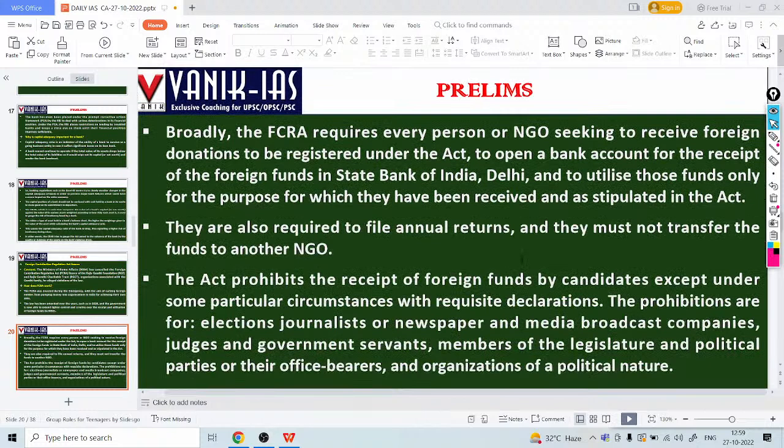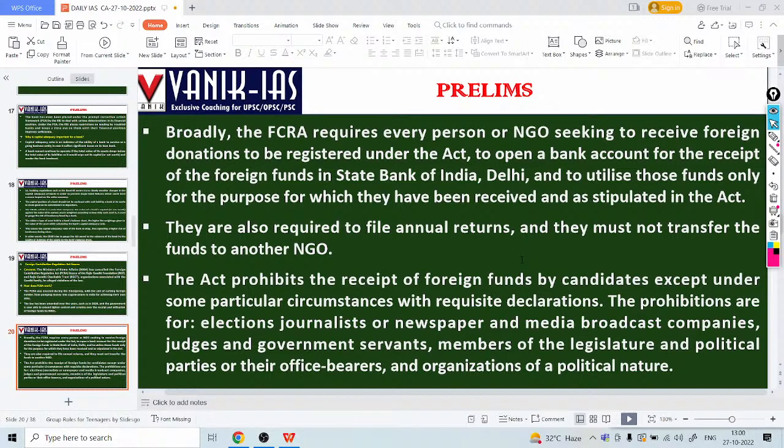Broadly, the FCRA requires every person or NGO seeking to receive foreign donations to be registered under the Act, to open a bank account for the receipt of the foreign funds in the State Bank of India, Delhi, and utilize those funds only for the purpose for which they have been received and as stipulated in the Act. Because the funds come from outside the country, they must be spent for the purpose for which they have come.